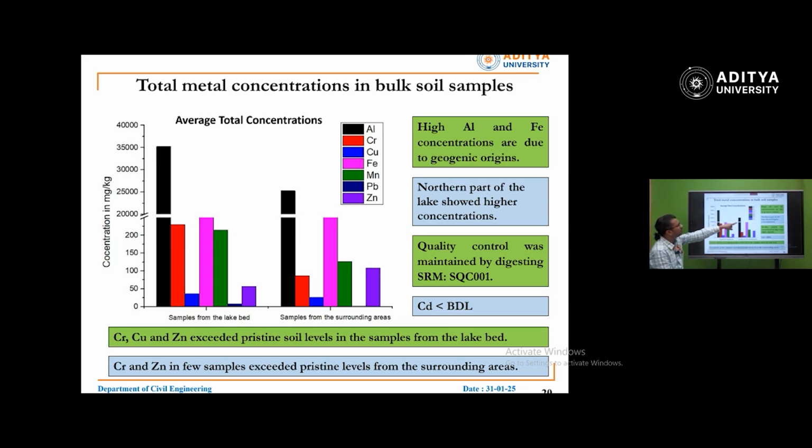So northern part of the lake showed higher concentrations. If you remember the figure, I have showed you where the drains from the industries are merging into the lake. The samples collected from that part of the lake showed significant concentration of multi-metals. So, which indicates it is not only getting contaminated by the tanneries, but also from a variety of cluster of industries. So, apart from chromium, copper and zinc also exceeded the permissible limits in the soil.